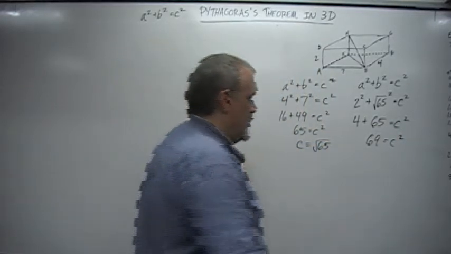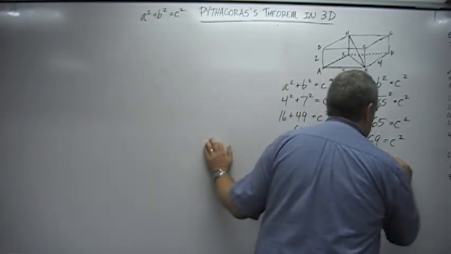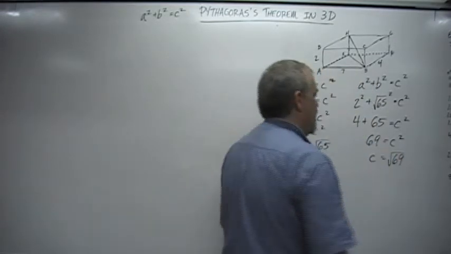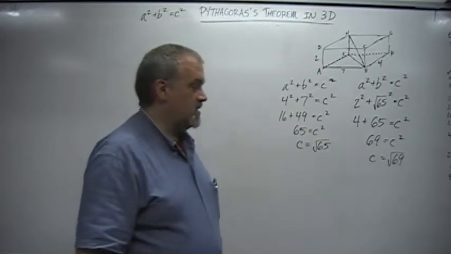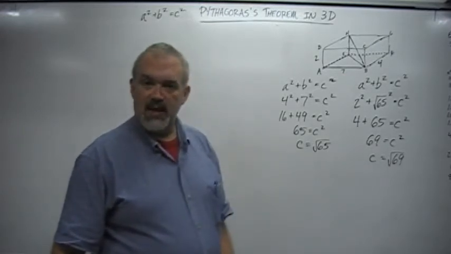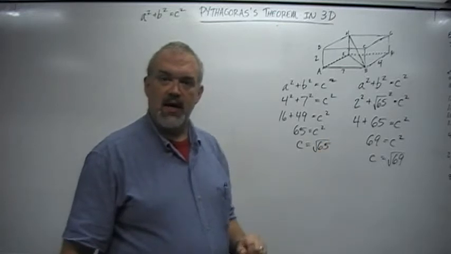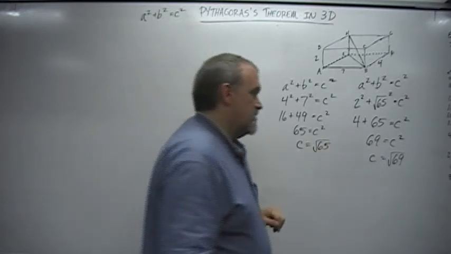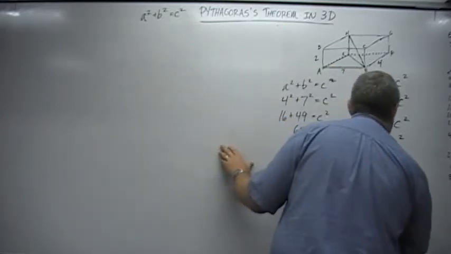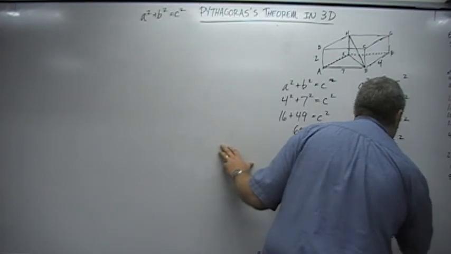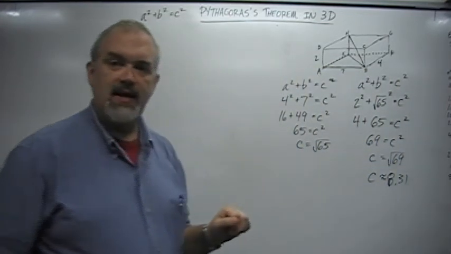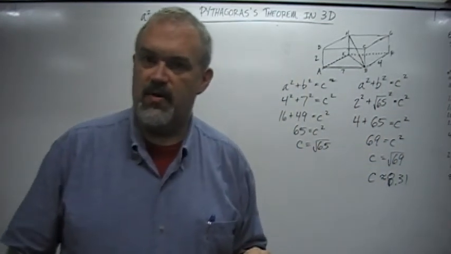which means then that c is equal to the square root of 69. And again, if we wanted the exact length, we could leave it like that. In this case, we're going to have it to 2 decimal places again, so you plug 69 into your calculator with the square root symbol over it, and we get that c is approximately equal to 8.31. And that is Pythagoras' theorem in 3 dimensions.